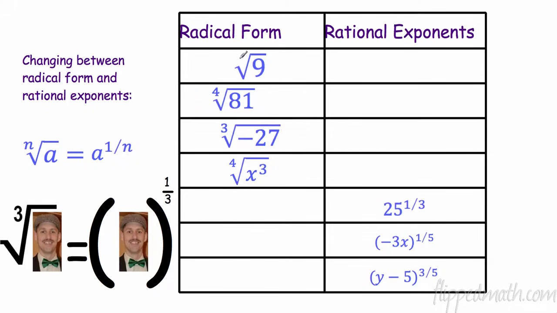So this, remember, it's not written, it's a 2. So now this is like saying 9 to the 1/2 power. Over here I have 81. I want to find the fourth root. That's like saying 81 to the 1/4 power. All right? This is negative 27. Now, we should include that in parentheses so that we understand everything in here. I want the third root of that, so the 1/3 power of negative 27.